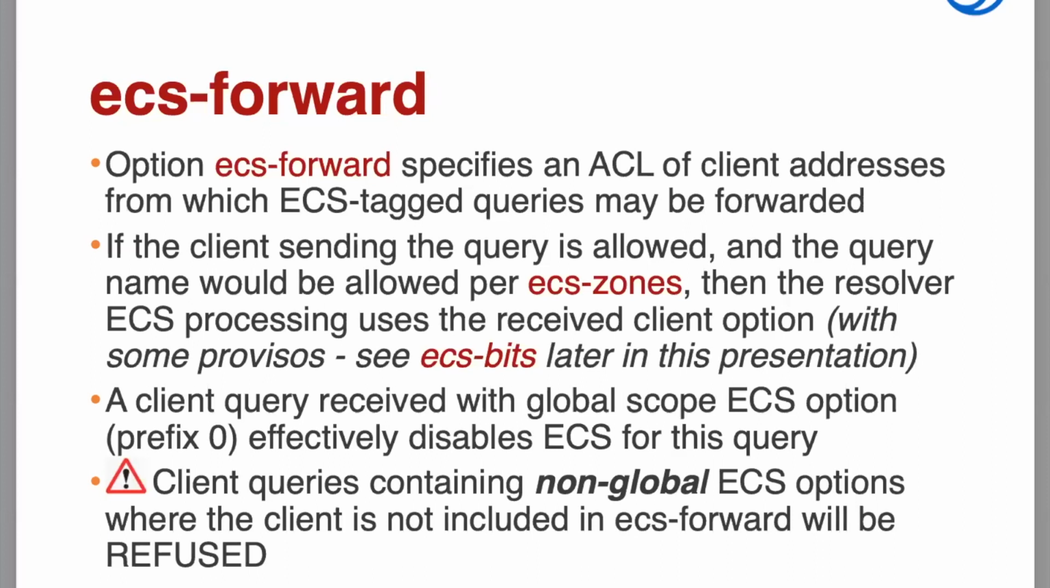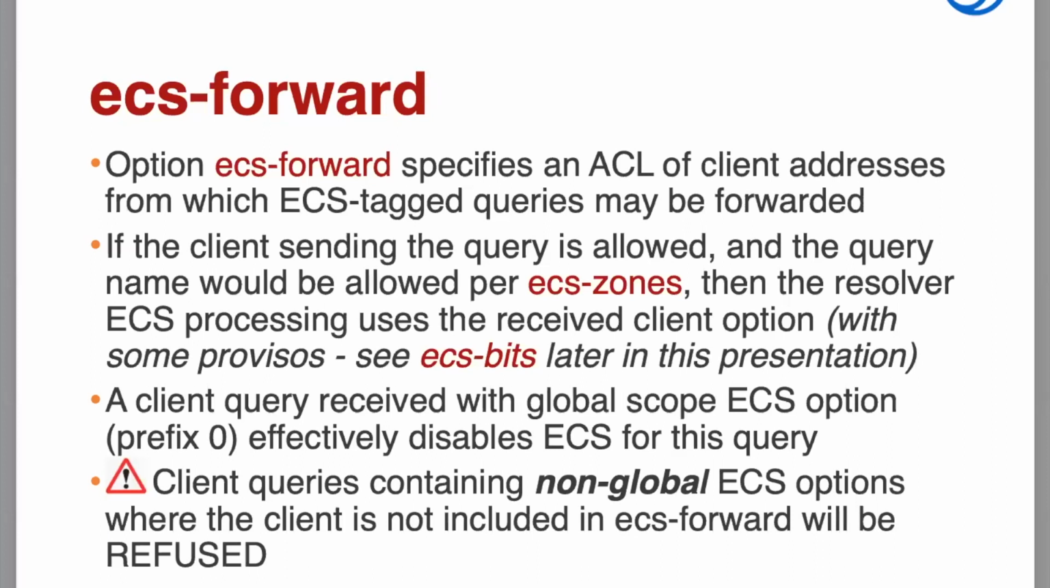Note that it only applies to ECS zones. So a client could send ECS options for something completely different, not within ECS zones, but that isn't going to work. It doesn't override ECS zones. You still have to say, as a resolver, which zones you're going to do ECS for. And I'm going to cover ECS bits and scope a little bit later on, because there are some provisos with that, because a client might try to be more specific or less specific than your resolver is configured to do.